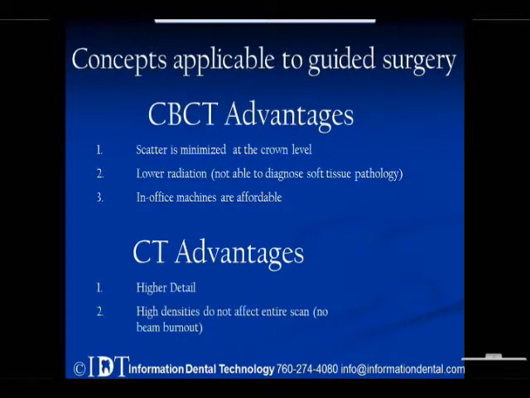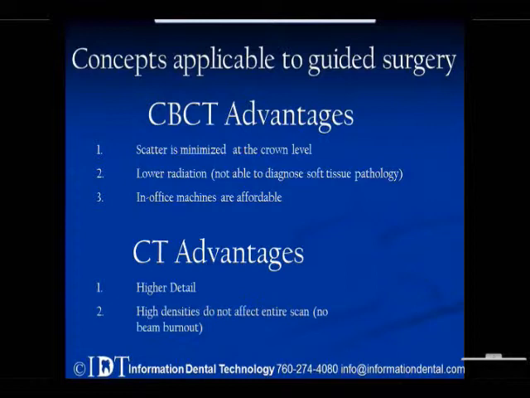But the CBCT advantage, they both have advantages and disadvantages. CBCT or cone beam, the biggest advantage to that is that it has much lower radiation than a CT. It's so low that we're not able to diagnose soft tissue pathology. You can see soft tissue pathology, but it's not clear enough to be able to diagnose it. And another advantage to low radiation is that scatter, and also the cone beam field, is that scatter is minimized quite a bit at the crown level.